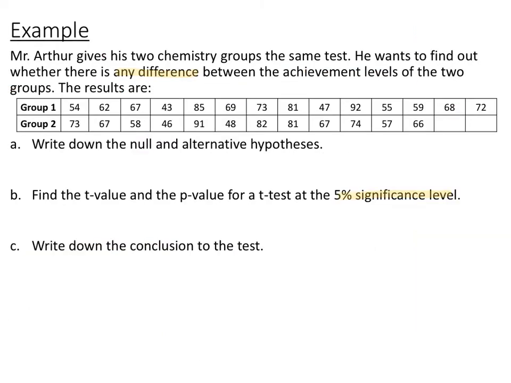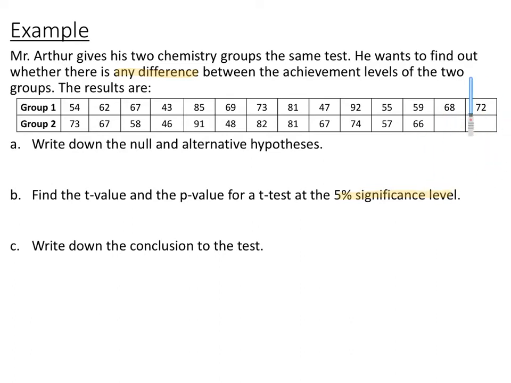Here's a second example. Mr. Arthur gives his two chemistry groups the same test, and he wants to find whether there is any difference. Again, any difference, so now we're looking at a two-tailed test. We just want to see if the means are the same or the means are different between the achievement levels of the two groups. Here's the results.